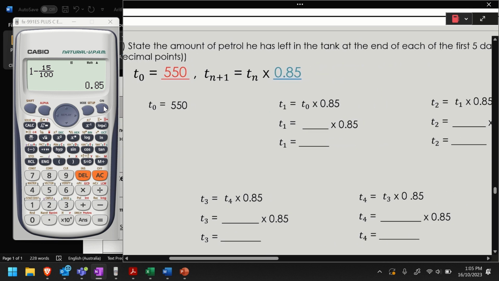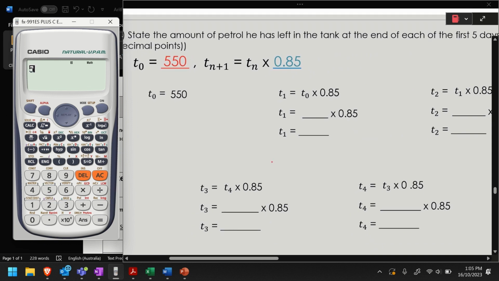Let me go through it with you so we can see. So starting number is 550. If you wanted to actually do it on your calculator really quickly, you could just press enter equals and then times 0.85 to get the next number. So in this case, it's 467.5. So 550 times 0.85.